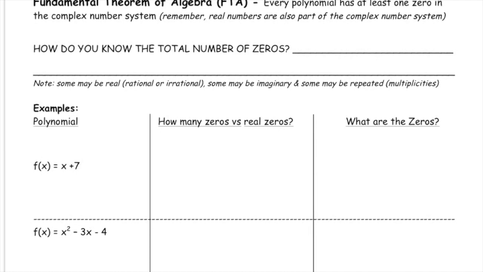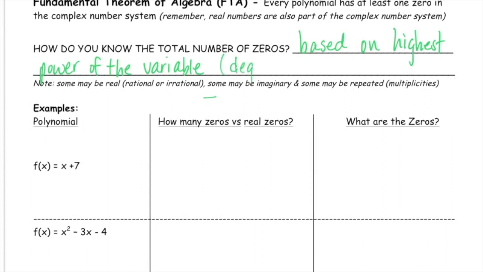And how do you know the total number of zeros? You should remember this from before, like how many solutions does an equation have? Remember that solutions, zeros, roots, they're all the same thing. So how do I know the total number of zeros that I have? It is based on the highest power of the variable, which, if you remember from Algebra 2, just means the degree of the polynomial.